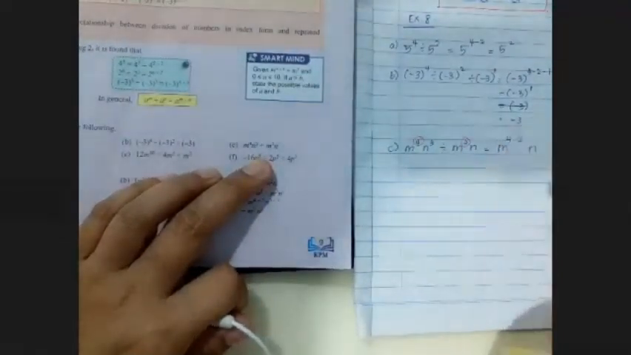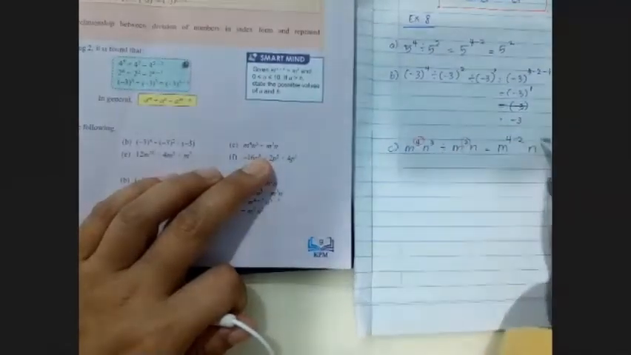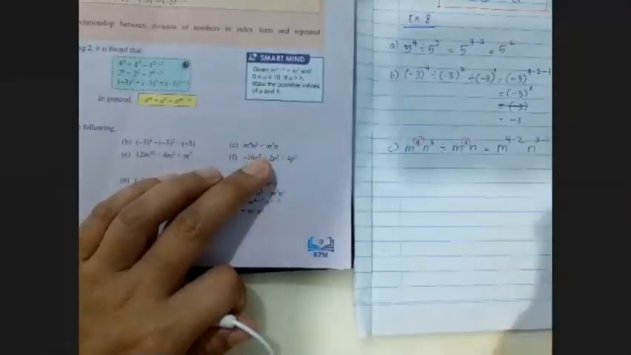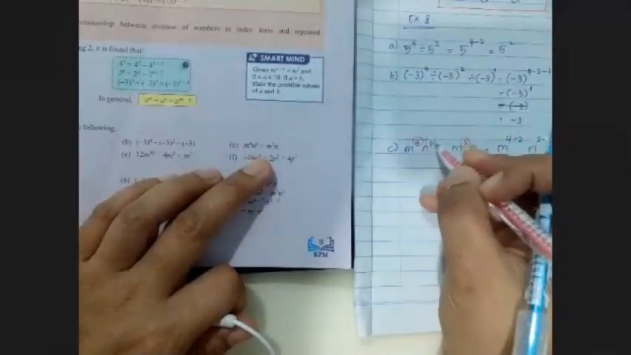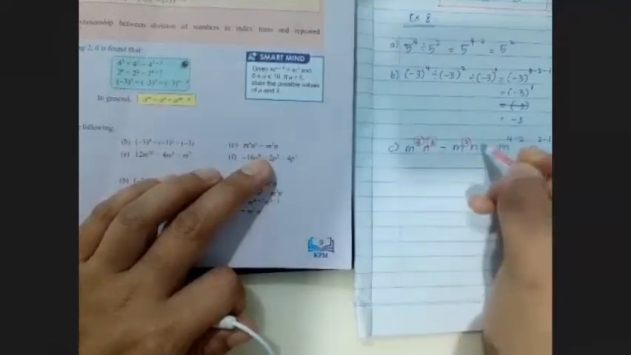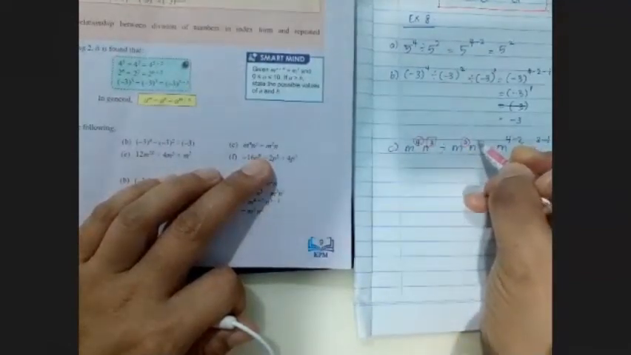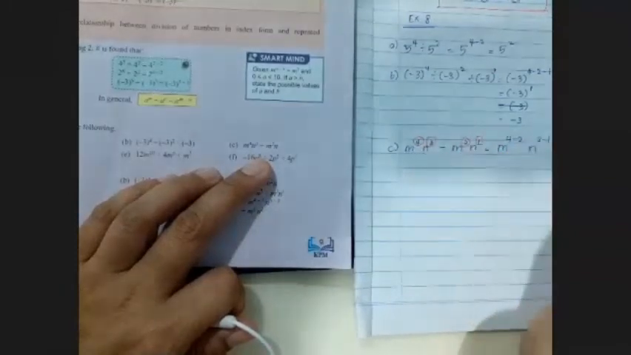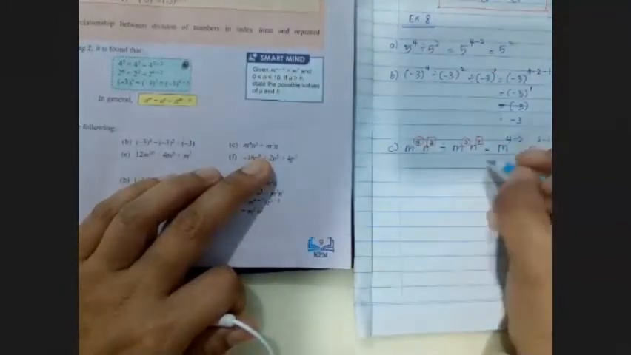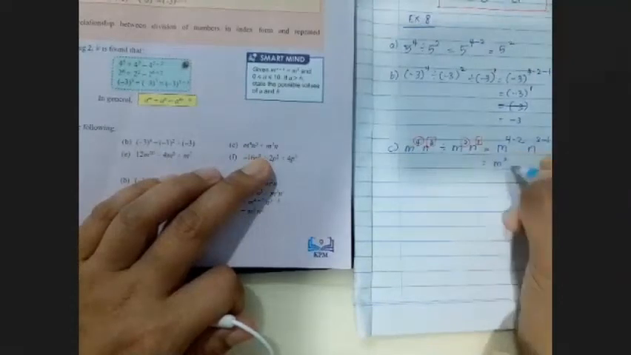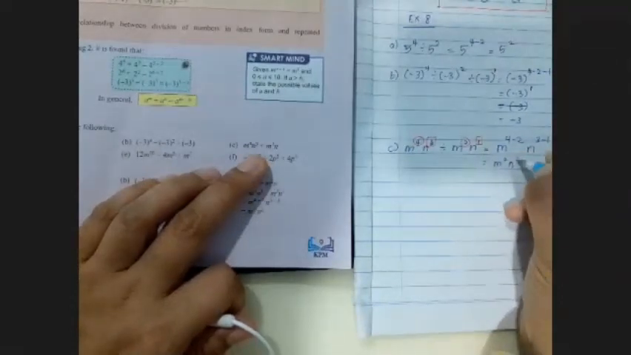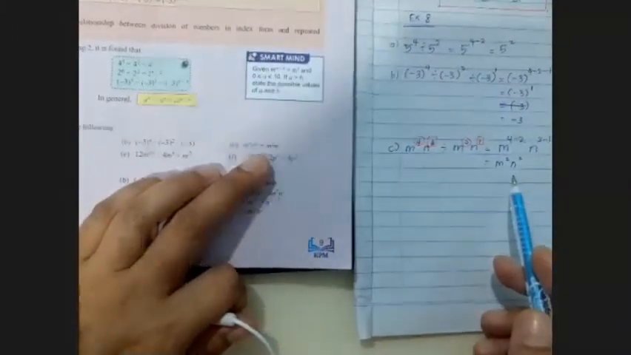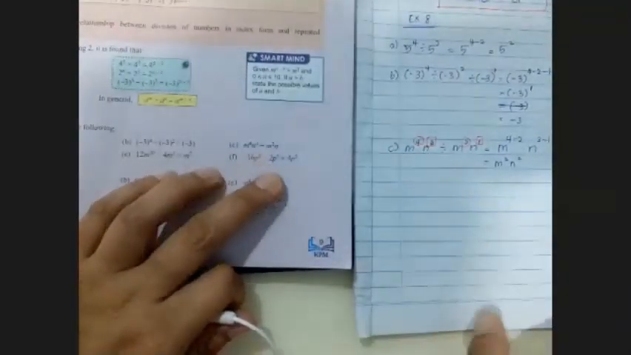So now, for n, this is 3 minus of 1. Because this is index for n. And this is index for n. 1. So 3 minus 1. So this is equal to m power of 2, n power of 2. No need to write multiplication symbol. Okay, next D.